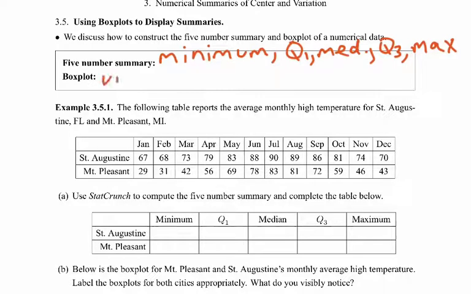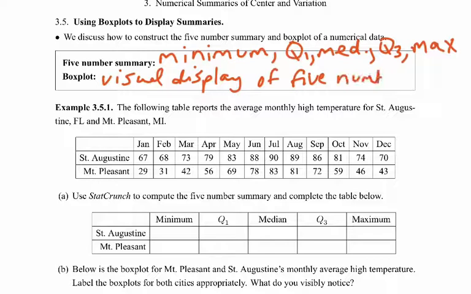So a box plot is a visual display of the 5-number summary. So those 5 numbers. We're usually going to use StatCrunch to create the box plot, and we're going to analyze it, and we'll look at some images in a minute. So let's look at an example.